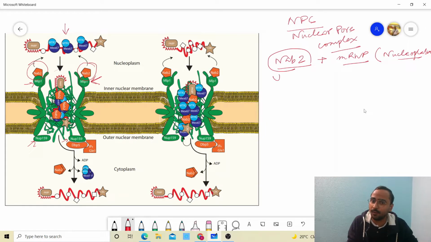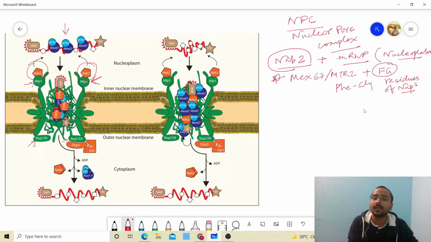And a very important point: MEC67 MTR2 will form some binding, or some attachment, with FG residues of NUPs, nucleoporins. FG means phenylalanine and glycine. Phenylalanine glycine residues are present in the nucleoporins, and MEC67 MTR2 will form an attachment, a bonding, with FG residues. And this is a very important point, and this can be asked.